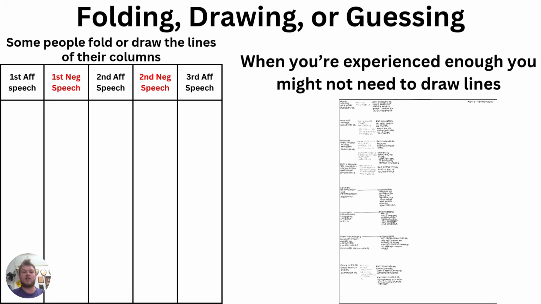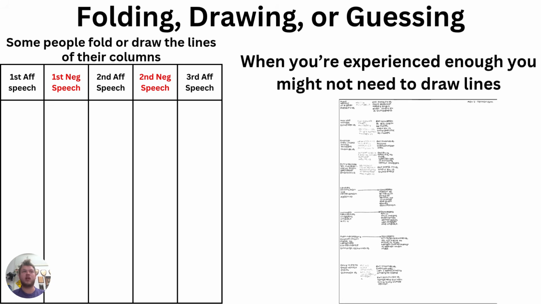Now, another thing that there's disagreement on, but I'm less strict about, is how you keep track of your columns. Some people will fold their paper to create the number of columns that they need. That's how I typically teach novices to do it, because until you've debated for a long time, it's hard to just know how much space each column should need. Or if you'd rather your papers still be able to lie flat, then you can draw your lines to create the number of columns you need.